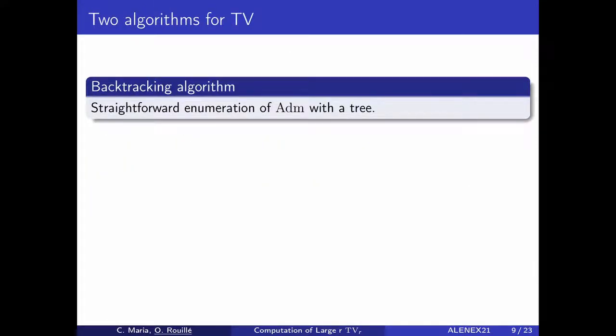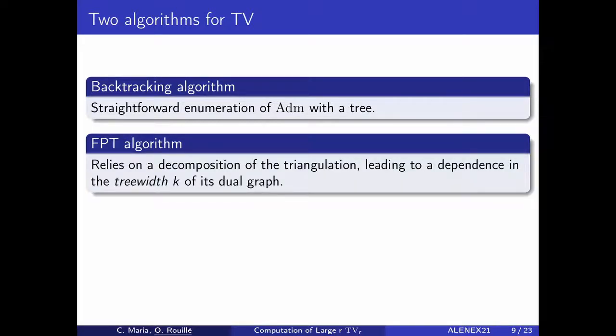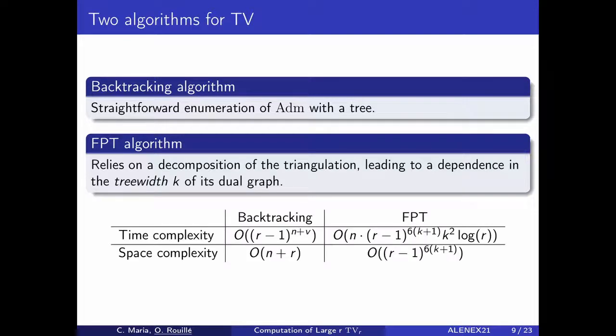So now, how to compute the invariant of Turaev-Viro. First, we have a backtracking algorithm that will just build the tree of all the colorings, go down the tree and print the branches, etc. We also have a fixed parameter tractable algorithm that will try to decompose the triangulation and use the treewidth of the dual graph as a parameter. So here is the comparison between the two algorithms. The parameterized algorithm is much faster in general, but it's much more expensive in terms of memory, and that's why we will focus on the backtracking one.